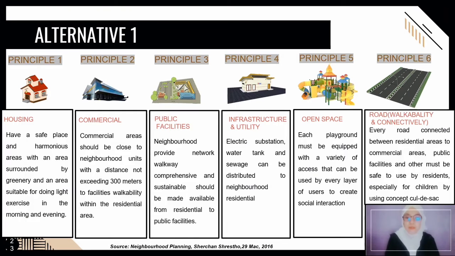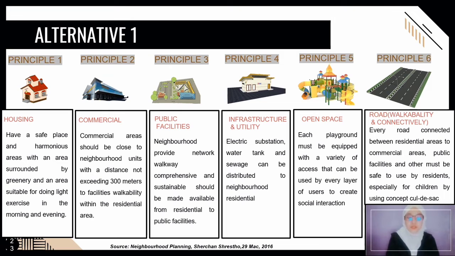Alternative 1. Principle 1, housing: have a safe place and harmonious area surrounded by greenery and areas suitable for daylight exercise in the morning and evening. Principle 2 is commercial: commercial areas should be close to the neighborhood unit with a distance not exceeding 300 meters to facilitate walkability within the resident area. Principle 3 is public facility: the neighborhood provides a comprehensive and sustainable walkway network for residents to reach public facilities.